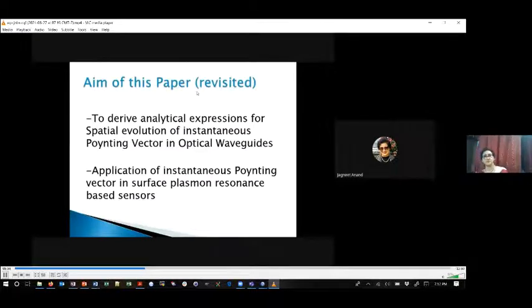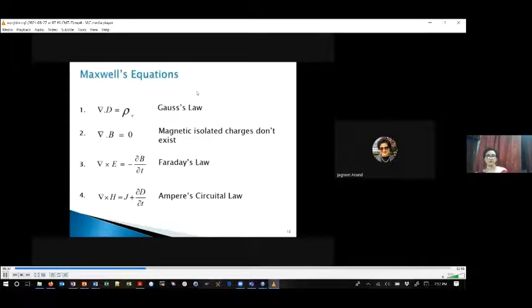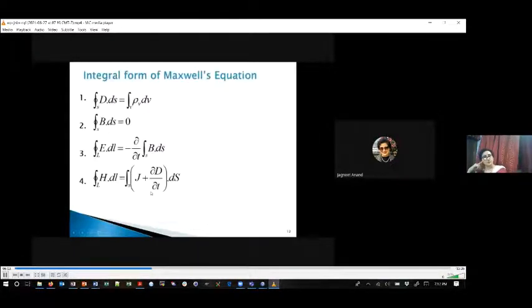metal and dielectric layers. Now, starting from Maxwell's equations, which include Gauss's law, that isolated magnetic charges do not exist, this is Faraday's law, and this is Ampere's circuital law. These are the equations in the differential form, and these are the corresponding equations in the integral form.